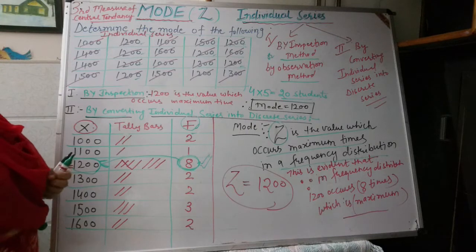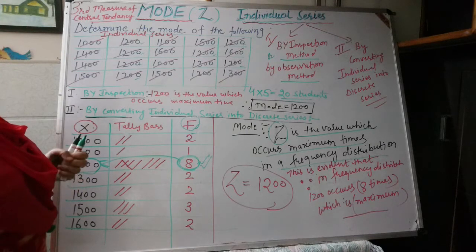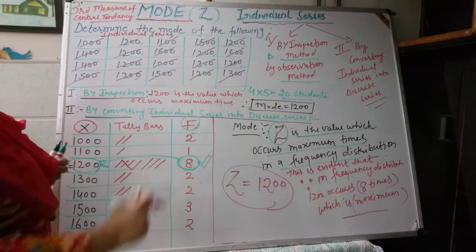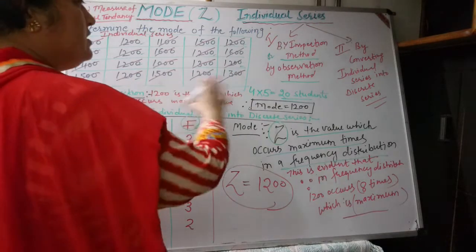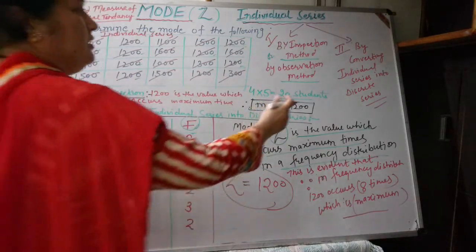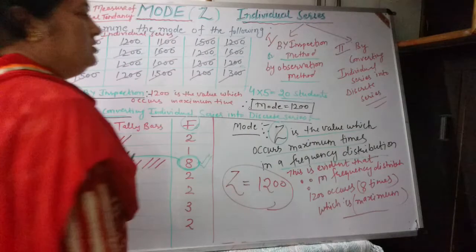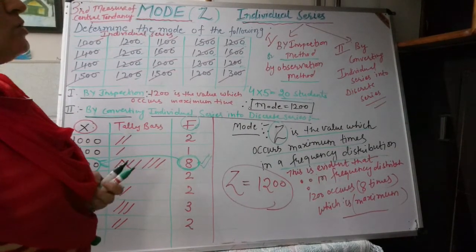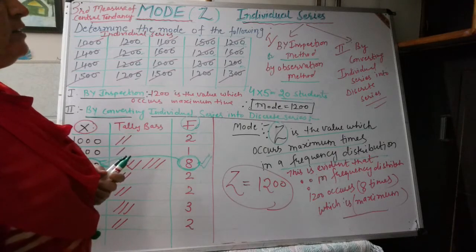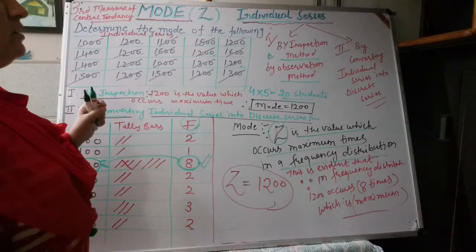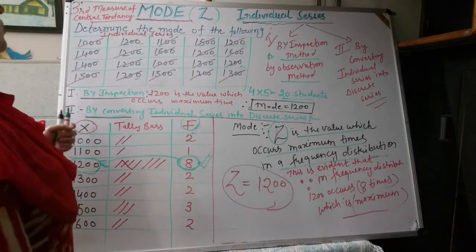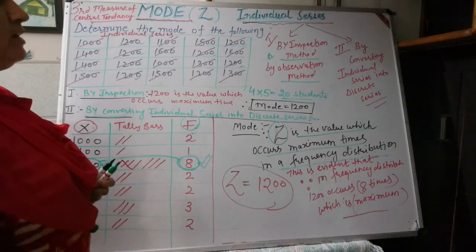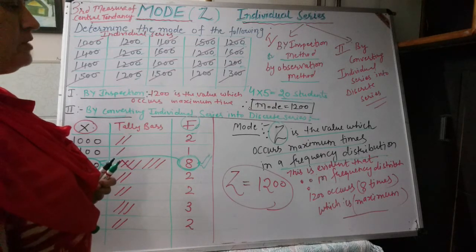So in this way, in an individual series we can calculate mode by grouping or by inspection method. It means these are ungrouped methods, or by grouped method also. When we calculate in a discrete series, we can calculate mode by inspection method or by grouping or analysis table.